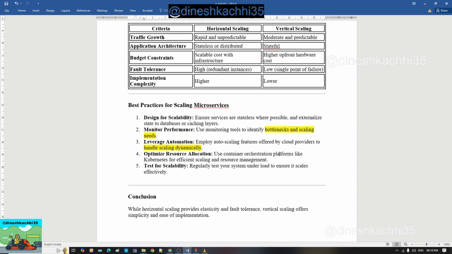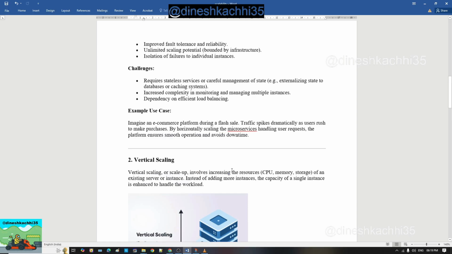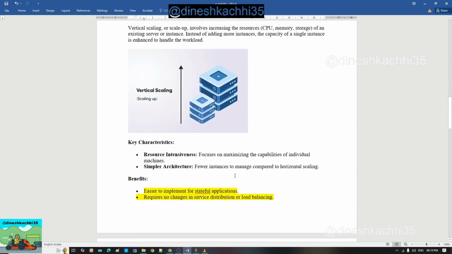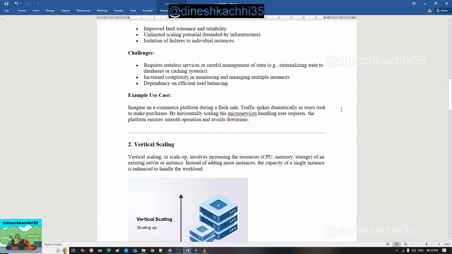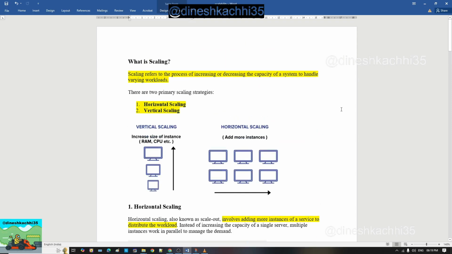So this was related to scalability. We have discussed horizontal scalability, vertical scalability, and which one we need to implement based on the criteria. And these are the criteria: traffic, architecture, budget, fault tolerance, and complexity. This is a very important topic that we need to keep in mind in interviews or while developing any architecture. Thank you.